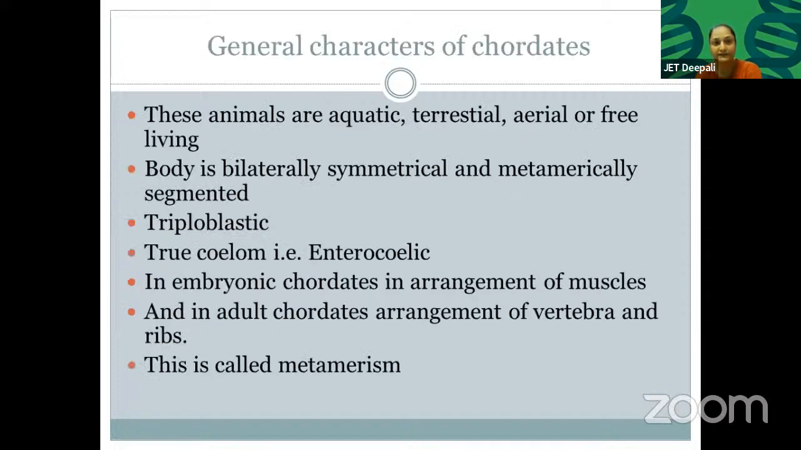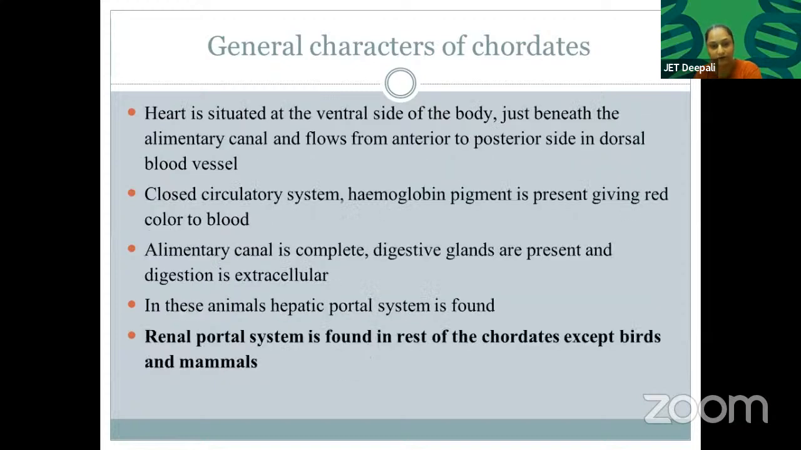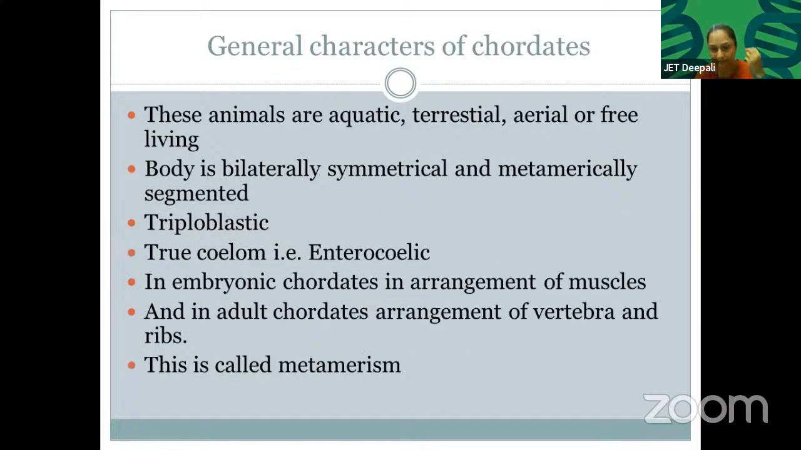General characters of chordates we have studied: they are terrestrial, aerial, free living, bodies bilaterally symmetrical, metamerically segmented, triploblastic, with true coelom. In embryonic chordates there is arrangement of muscles, and in adult chordates arrangement of vertebrae and ribs, called metamerism. So this is not metamorphosis, I forgot to edit this; it is metamerism.